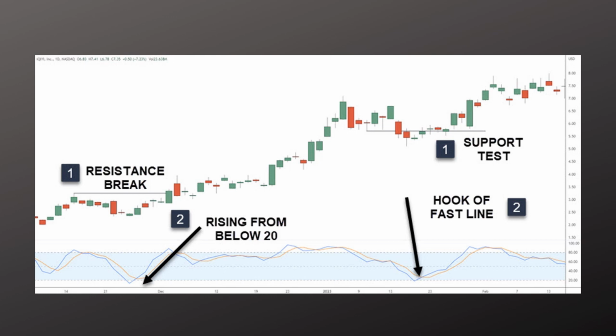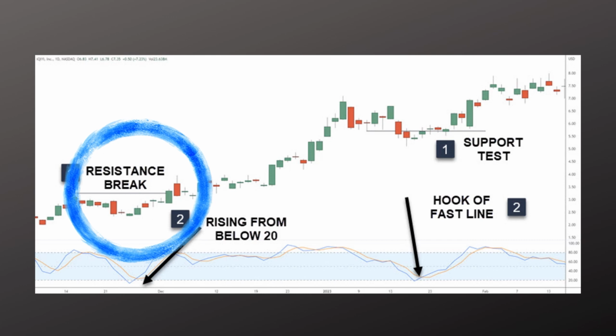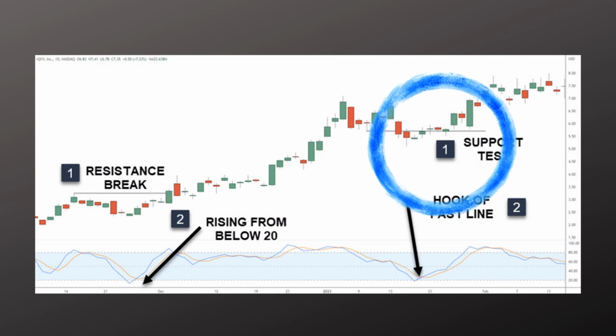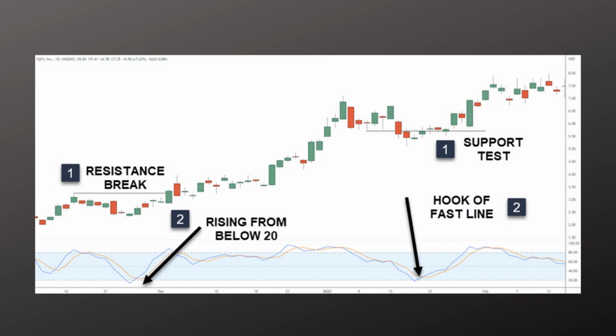So if the indicator rises from below 20, which is oversold, and then price breaks a resistance zone, this could be a buy signal depending on how you lay out your trading strategy. When price tests support and doesn't gain downside traction, and we get a hook of the stochastics fast line, that could be a buy signal.